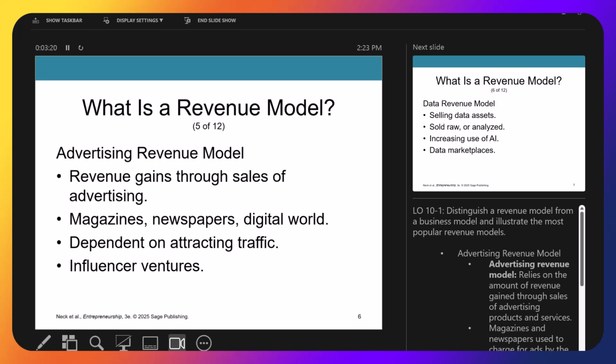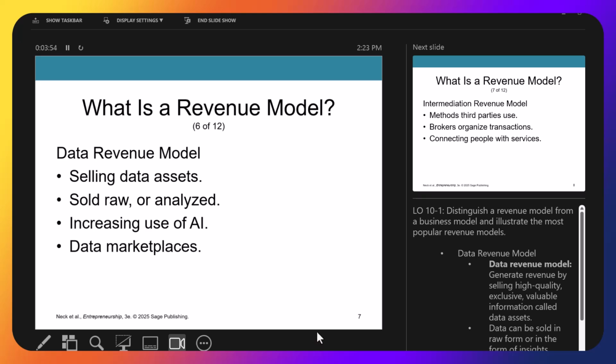Advertising revenue model. Revenue is gained through sales of advertising, for instance magazines, newspapers, and the digital world, dependent on attracting traffic, influencer ventures. Now that's something that's big, particularly now with the internet and people making their livings with online type stuff. You see influencers. But this is really big too, and it goes way back when we think in terms of sales through catalogs and magazines, regardless of what it may be.